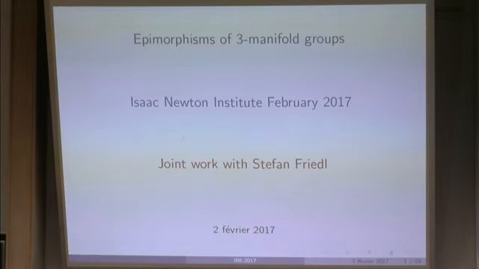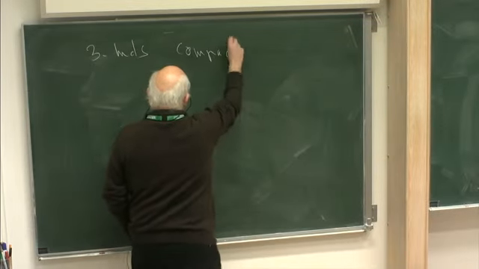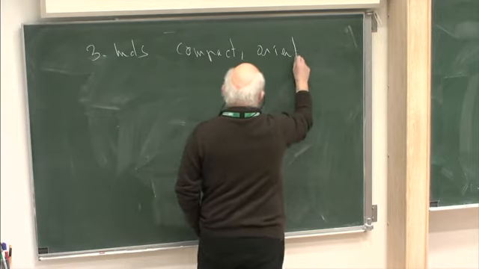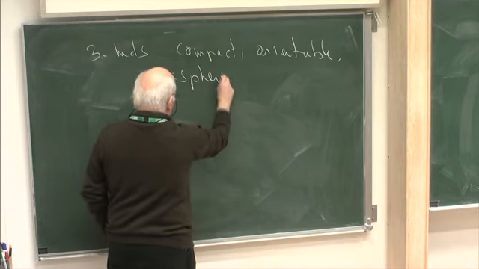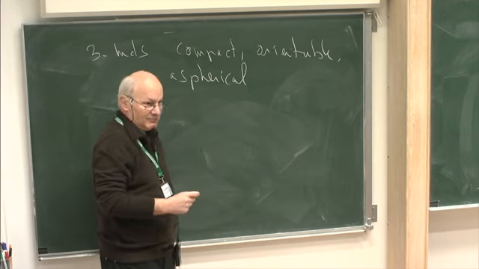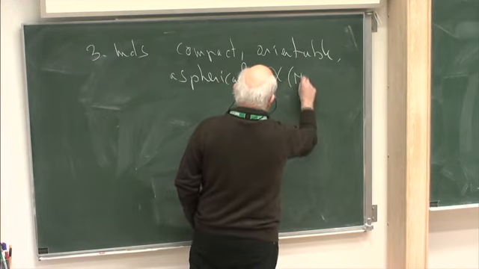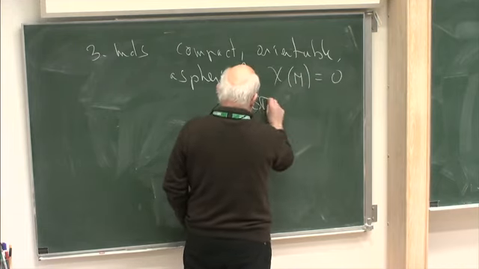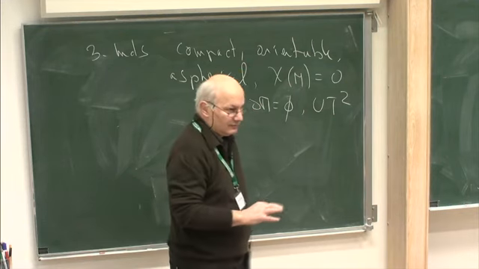In my talk, all free manifolds will be compact, orientable, aspherical, so it means that they are K(π,1), and also the Euler characteristic will be 0. That means that the boundary is either empty or a union of tori. So when I speak about manifold, I will say that.